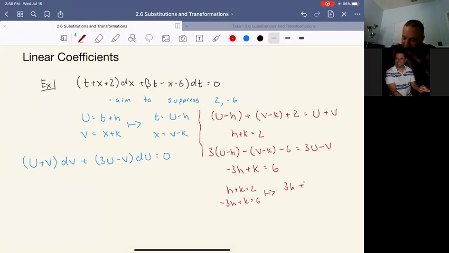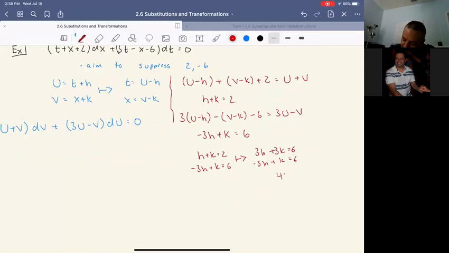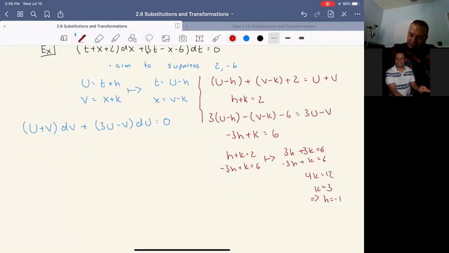So 3h plus 3k equals 6, negative 3h plus k equals 6. Adding them, 4k equals 12, k equals 3. If k equals 3, then h is, of course, equal to negative 1. Okay, so our substitution, just to keep it on track, is u equals t minus 1, v equals x plus 3. We're just going to keep that around.